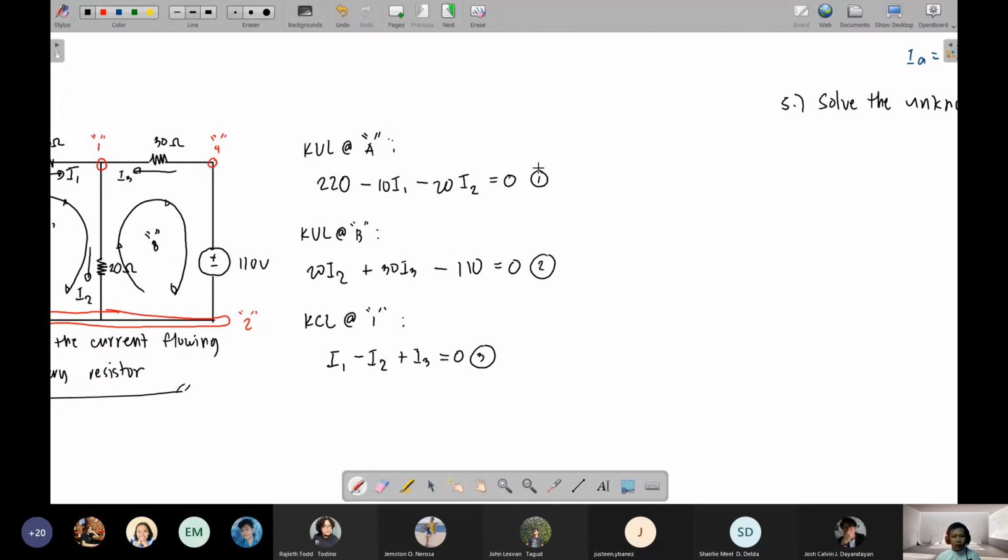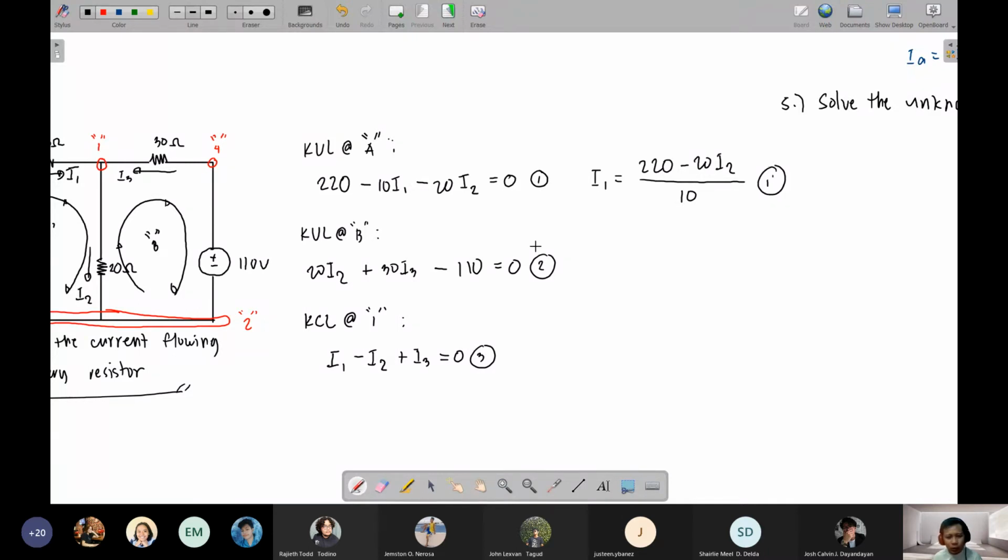Okay, I will transform equation 1 into I1 in terms of I2. So, I will transfer this 10 I1 to the other side, and it becomes positive 10 I1. Then, I will remove the 10, so that only I1 is left. So, that would be I1 is equal to 220 minus 20 I2 divided by 10. Okay? So recall, just take note, you are engineers. Transfer it over here, then divide by 10 so that only I1 remains. So let's call this equation 1 prime.